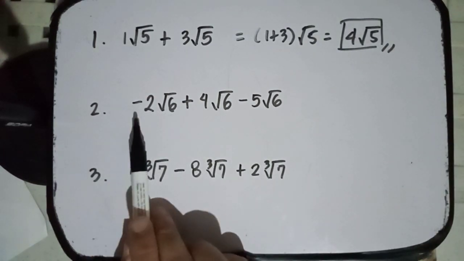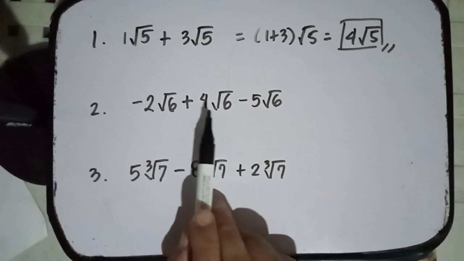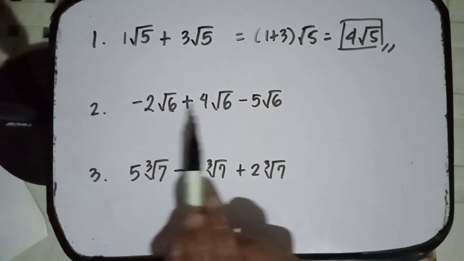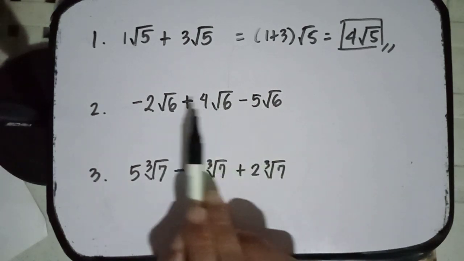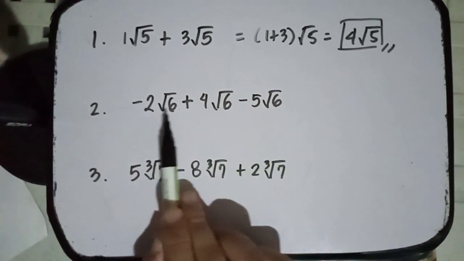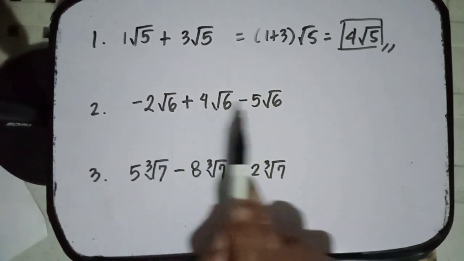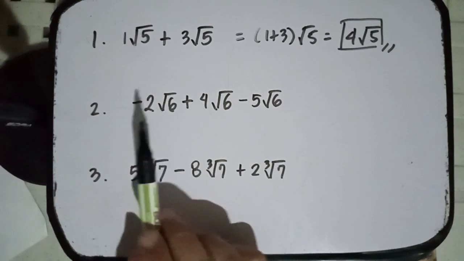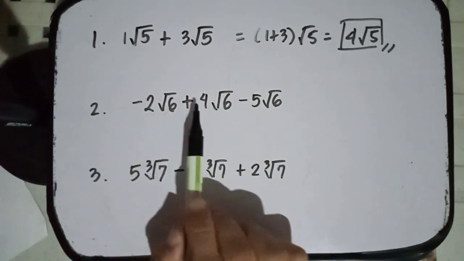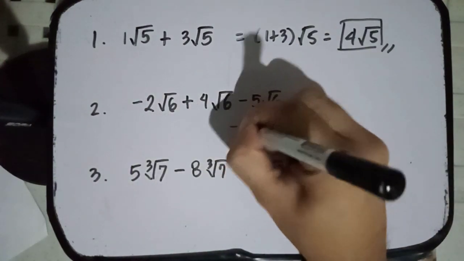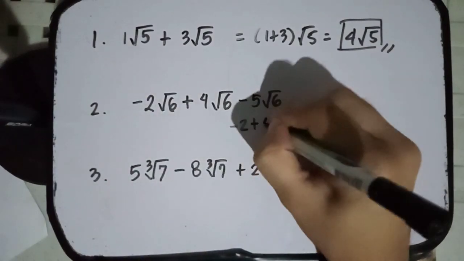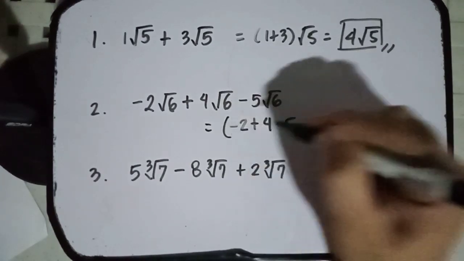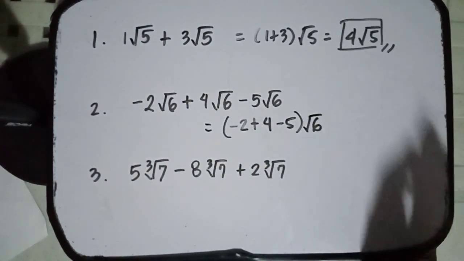Next, number 2, we have negative 2 square root of 6 plus 4 square root of 6 minus 5 square root of 6. So, they are all square root of 6. Lahat sila ay may square root of 6. So, we can combine these radicals into a single radical. Okay, so i-combine natin lahat ng numerical coefficients. So, we have negative 2 plus 4, and then minus 5, and then multiplied by square root of 6.